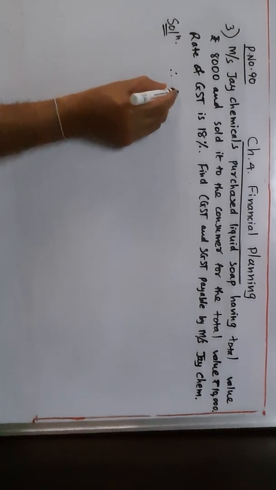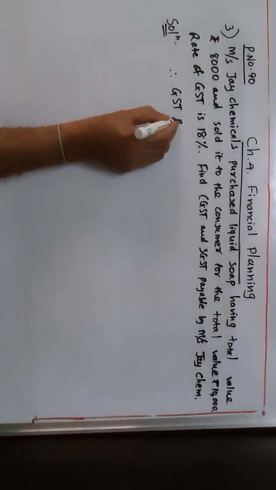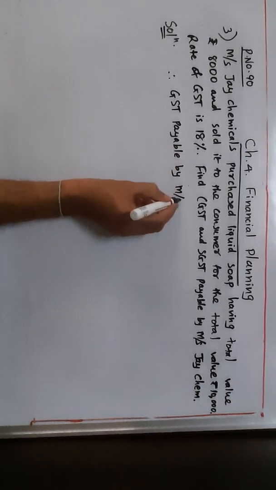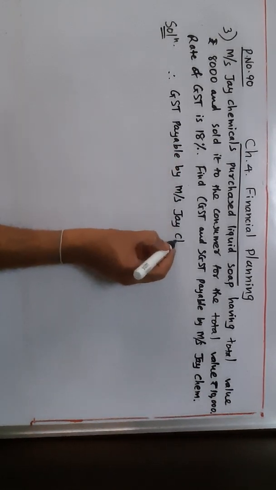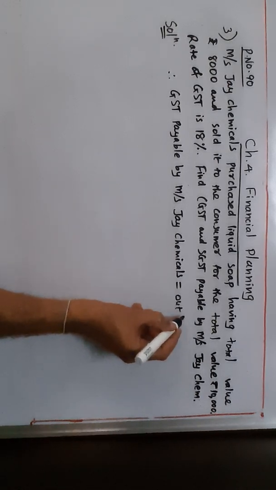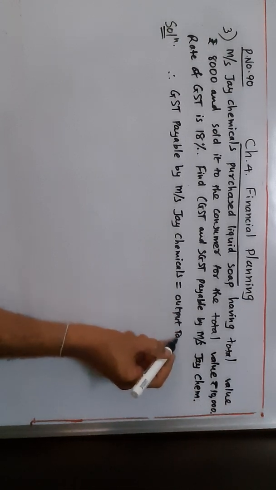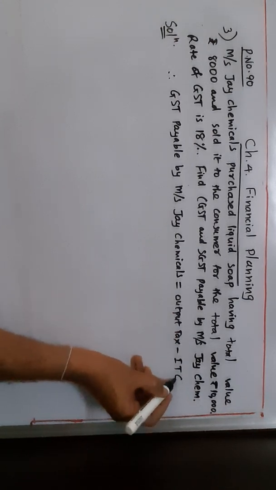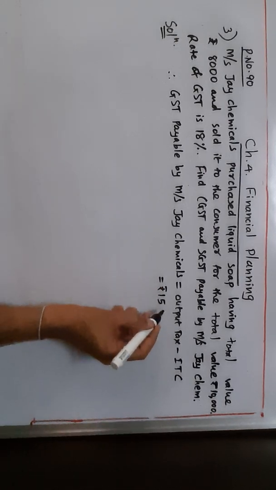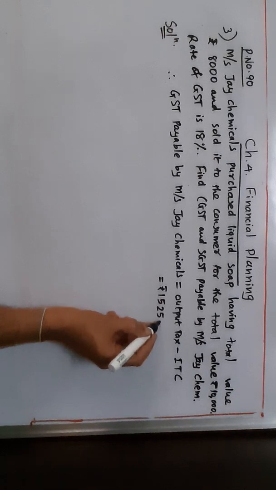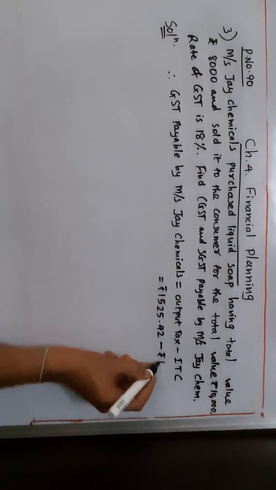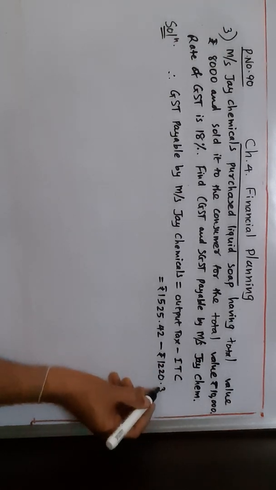Therefore, GST payable by Messrs J Chemicals will be equal to output tax minus input tax credit, ITC. Now the output tax was rupees 1,525 and 42 paise, and the input tax credit was rupees 1,220 and 34 paise.